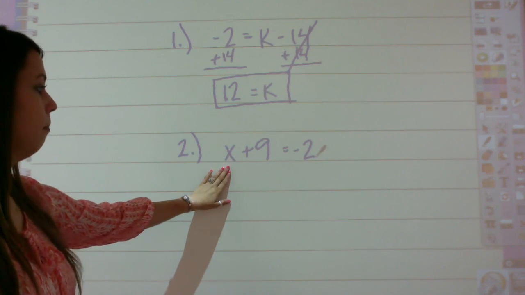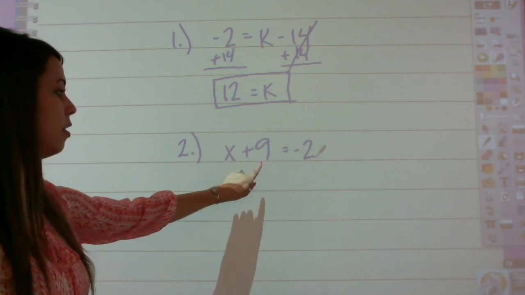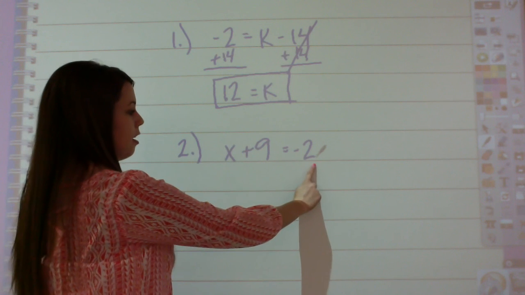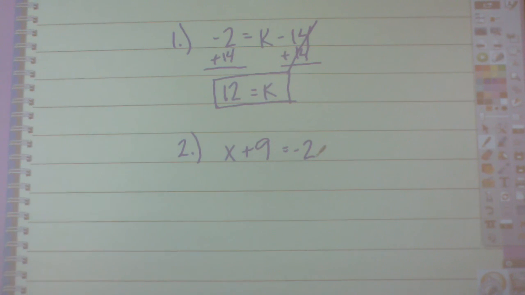We look at it. I'm going to move the 9. When I move 9 to the other side, I have to ask myself, what's the opposite of positive 9 or plus 9? Opposite of a plus sign is a minus sign or negative. So I'm going to subtract. Negative 2 minus 9 is negative 11, and I have my answer.